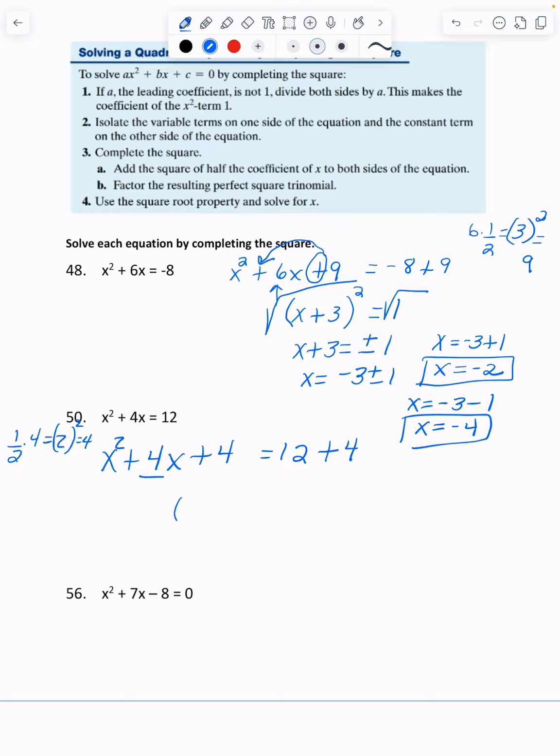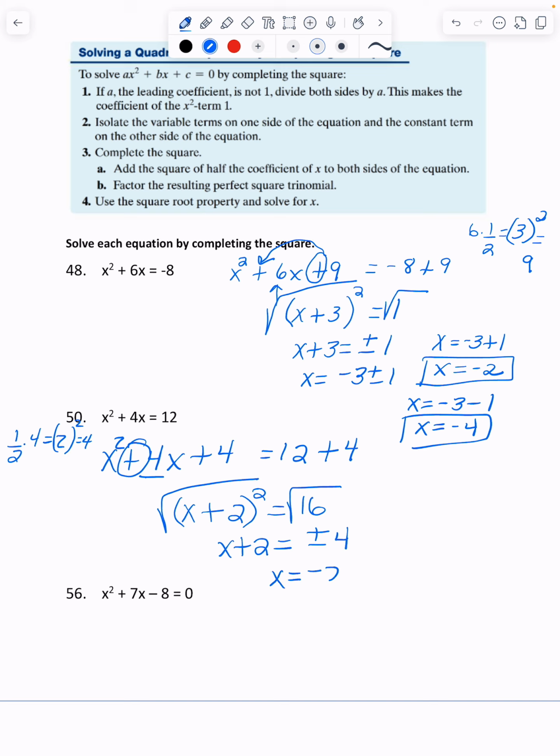This will always factor as a perfect square trinomial. This tells me my signs. x squared factors down into x, 4 factors down into 2, and on the right side, 12 plus 4 is 16. So let's take the square root of both sides. I get x plus 2 equals plus or minus 4.